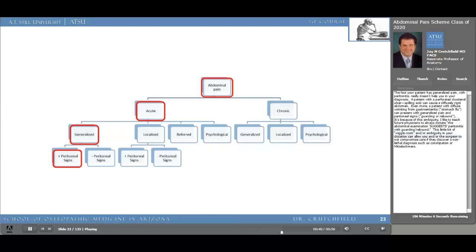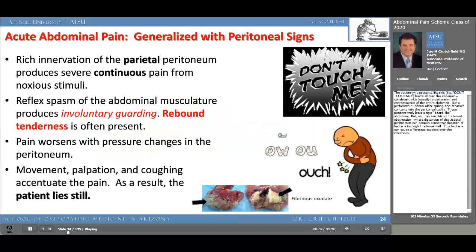The patient who presents like this, i.e. don't touch me, hurts all over the abdomen, consistent with, usually, a perforation and contamination of the entire abdomen, like a perforated duodenal ulcer, spilling acid contents throughout the peritoneal cavity. These patients truly have a rigid board-like abdomen, but you can see this with a bowel obstruction where distension of the visceral peritoneum can actually cause translocation of bacteria through the bowel wall. This bacteria then, in turn, can cause a fibrinous exudate over the intestines.